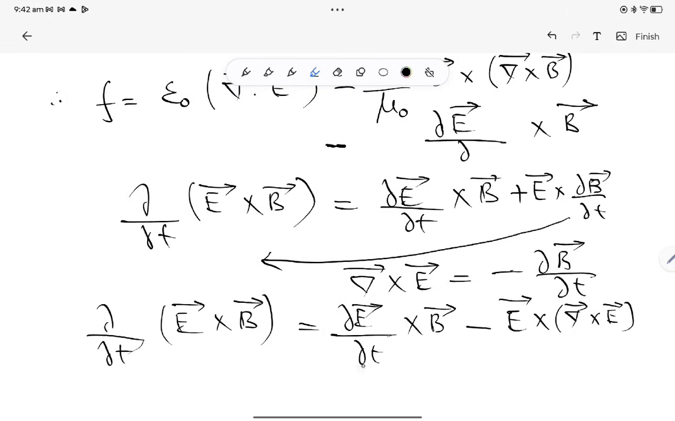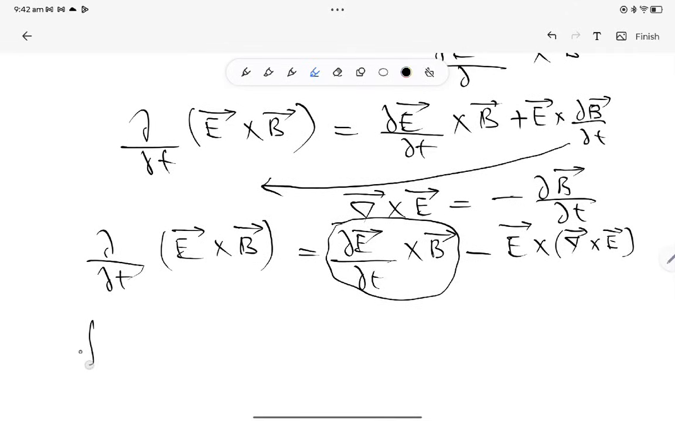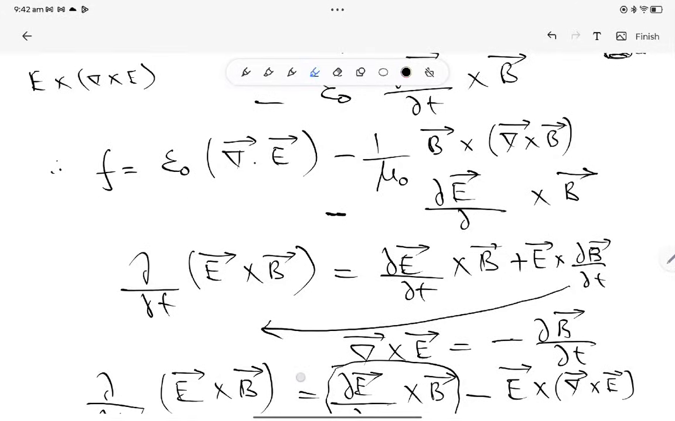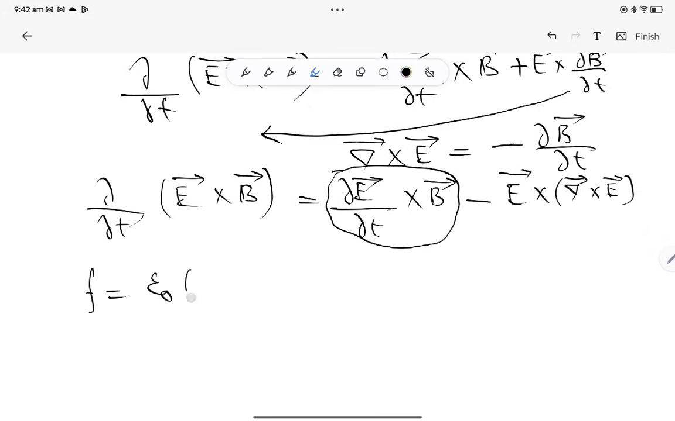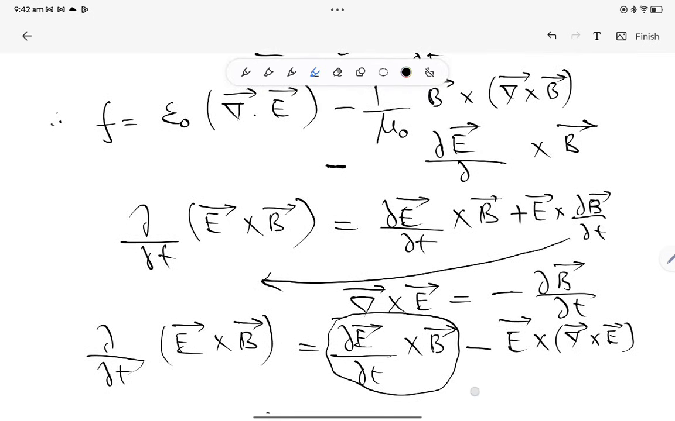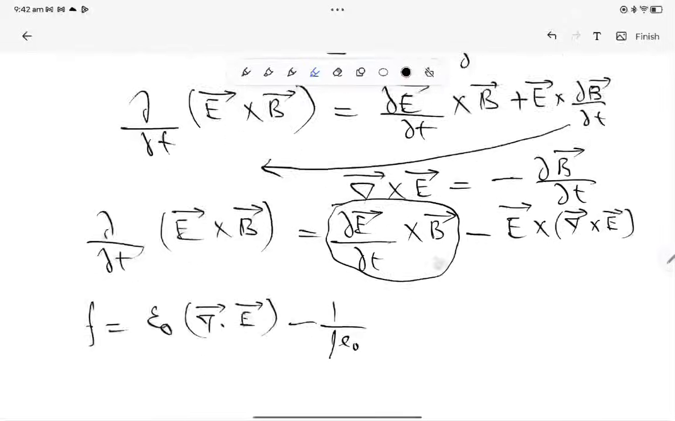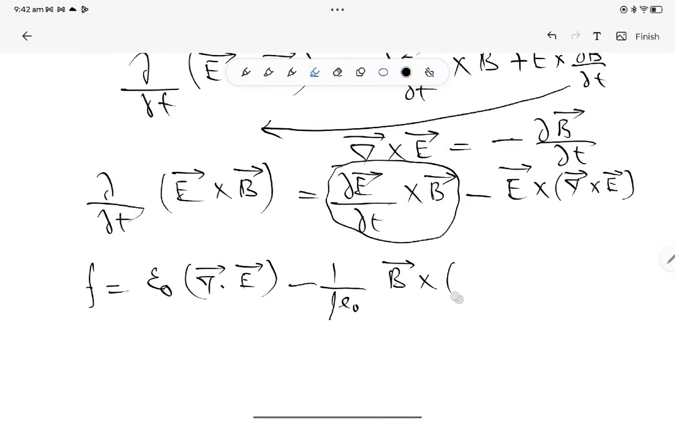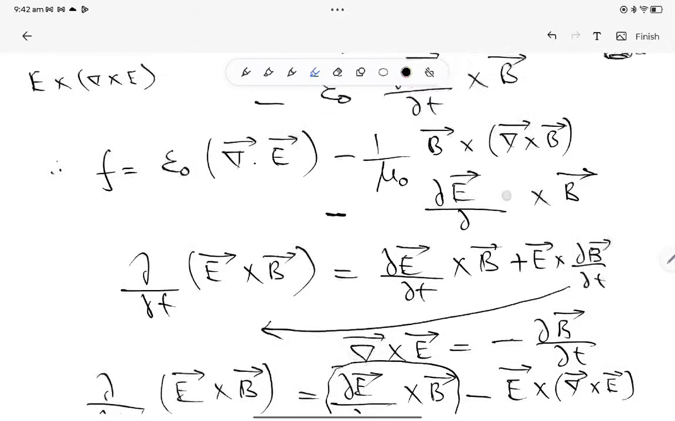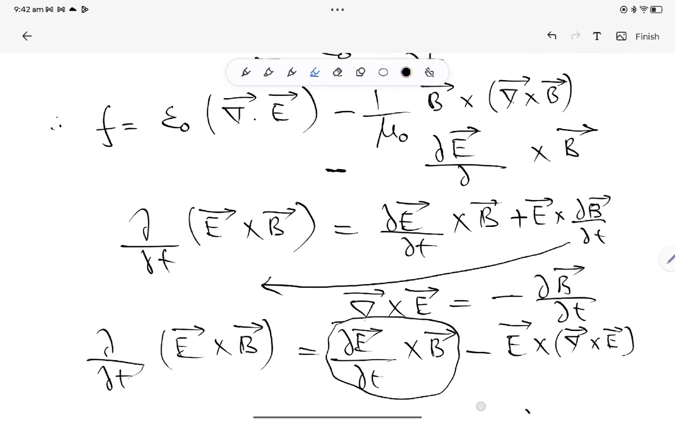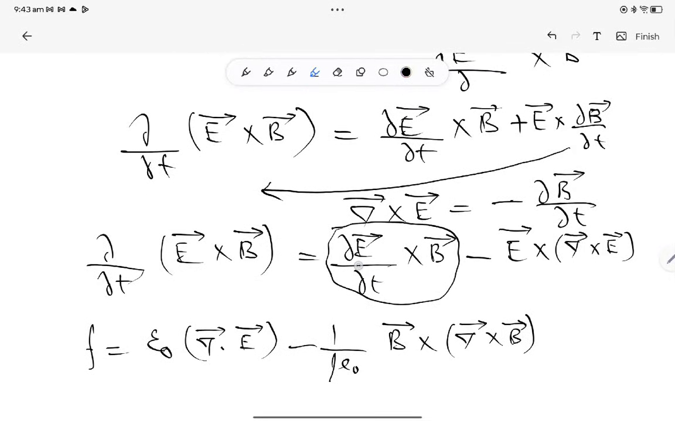Now, okay, substituting the value of this into the above equation, in its place I will write F is equal to epsilon naught del dot E, then minus 1 by mu naught B cross del cross B. Okay, then I have B cross del cross B, that's okay, but then minus this. Now from this I will get plus this.